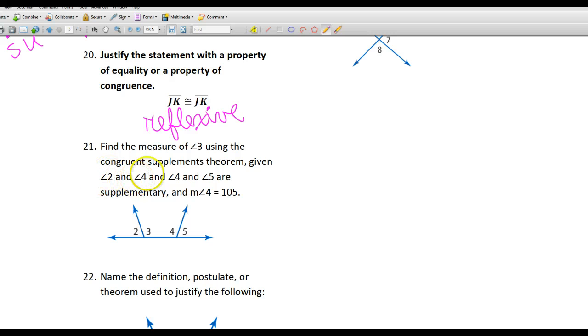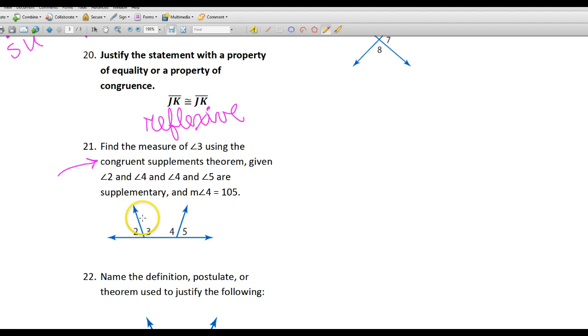Number 21, find the measure of angle 3 using the congruent supplements theorem, given angle 2 and angle 4 are supplementary, and the measure of angle 4 is equal to 105. So the congruent supplements theorem states that if two angles are supplementary with the same angle, then they will be congruent.